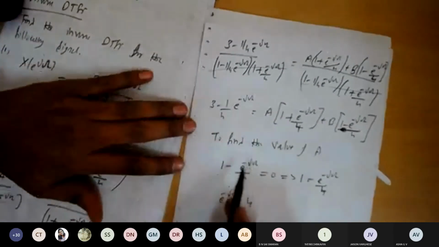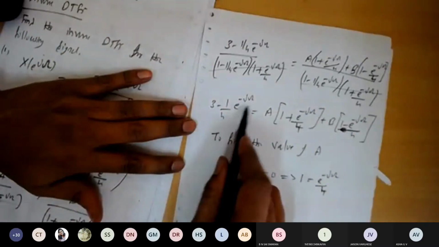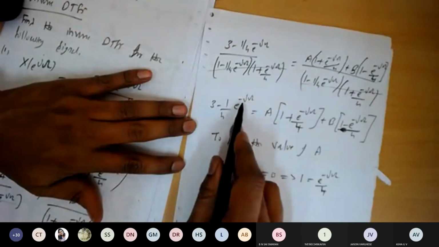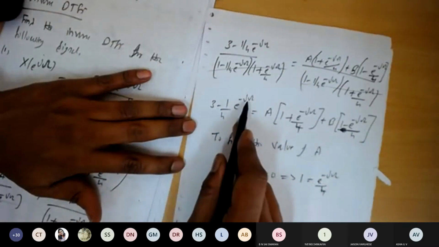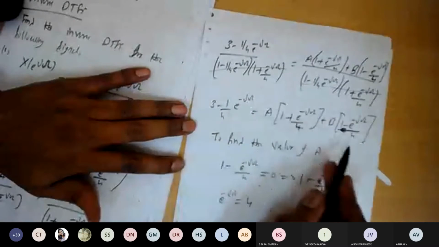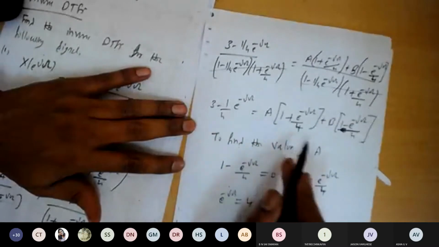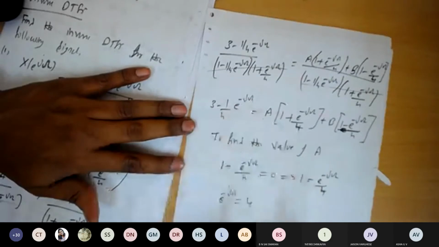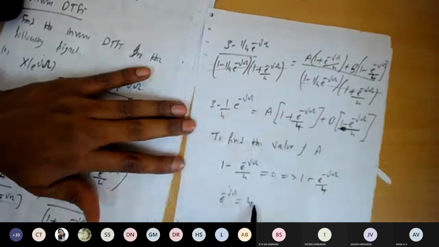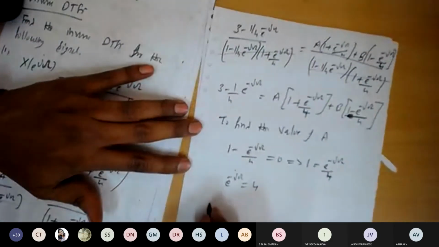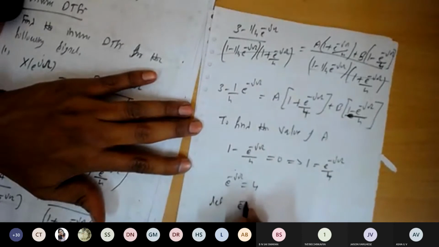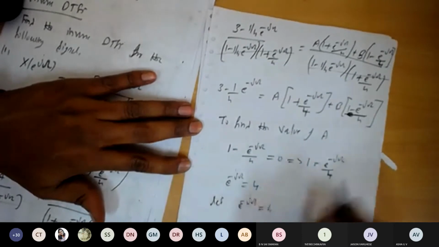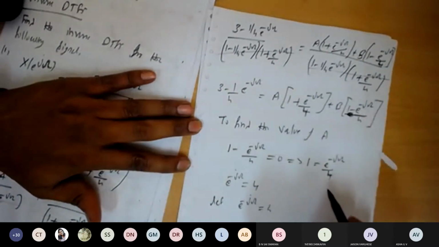Here also, in the LHS part, e to the power of minus j omega is there. So let us substitute e to the power of minus j omega equal to 4 in both LHS and RHS, and we can get the solution. You can see e to the power of minus j omega is there here also, and here also. So we'll substitute that one. You can take e to the power of minus j omega equal to 4. You got the solution, right? You understood the steps, right? Any doubts in these steps?